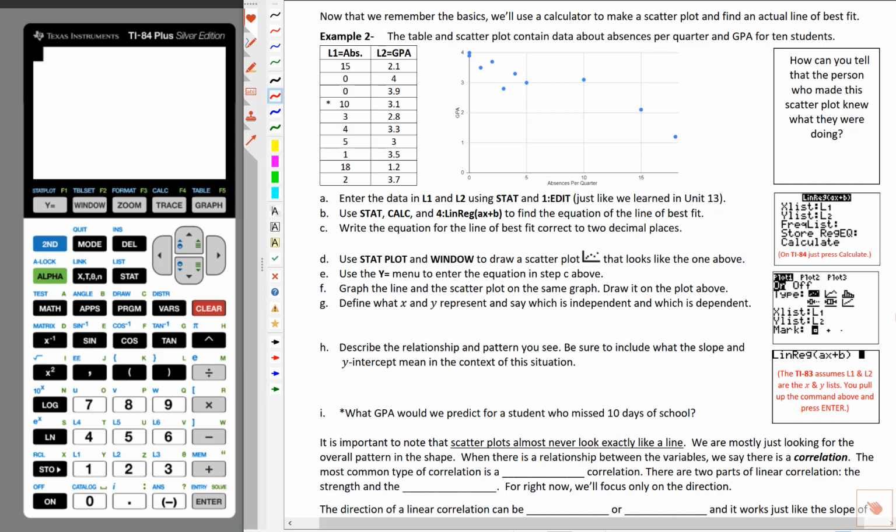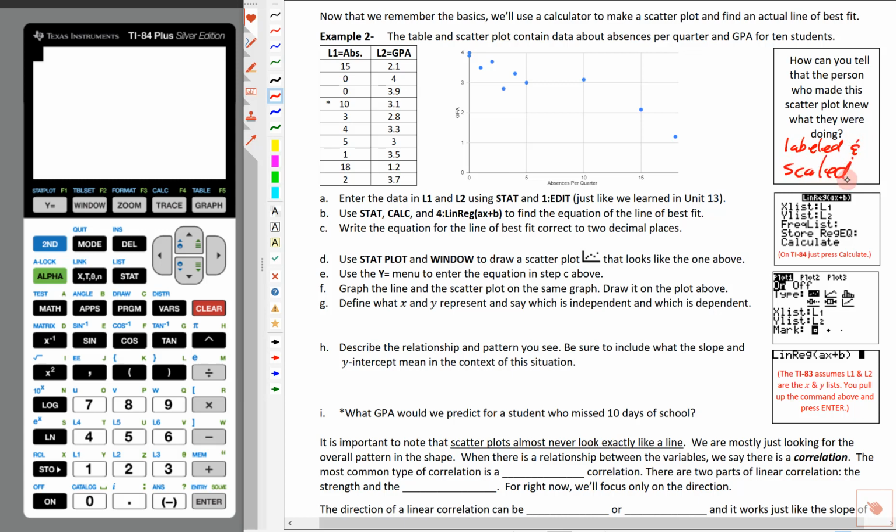So here's the deal on this one. This is example number 2. It says the table and scatter plot contain data about absences per quarter and GPA for 10 students. So we could go through and plot the data here. You'll notice that we can really tell that whoever made this knows exactly what they're doing because this is both labeled and scaled. They've got the axes scaled and they've got the axes labeled. So I'm just going to write labeled and scaled.